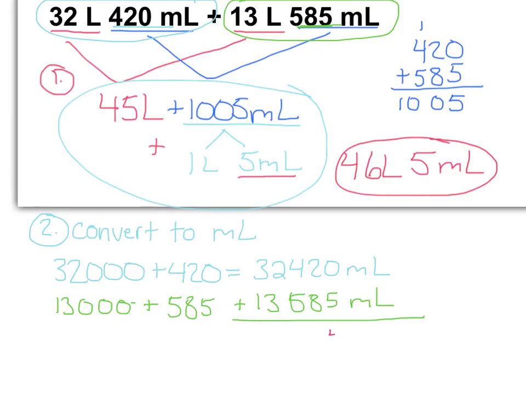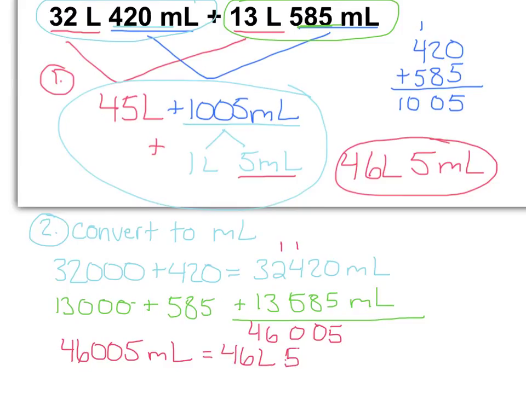And I get an answer of 46,005 milliliters. And I can also then write that as 46 liters and 5 milliliters. So I get the same thing both ways of solving.